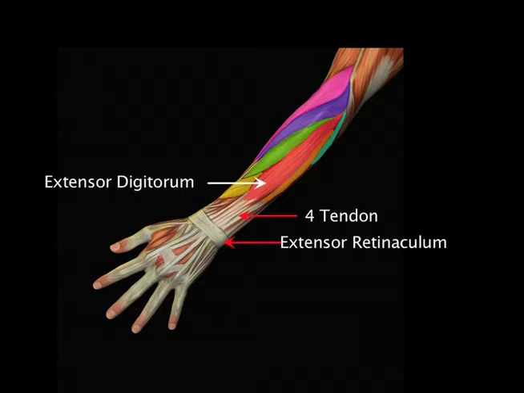Each tendon divides into two bundles. The bundles are inserted laterally and medially into the respective borders of the base of the 2nd to 5th middle phalanges. Base of the 2nd to 5th: this is 2nd, 3rd, 4th, 5th.